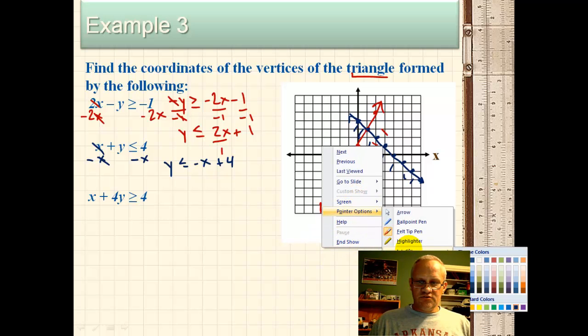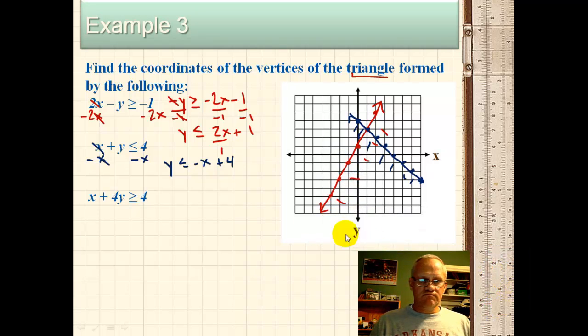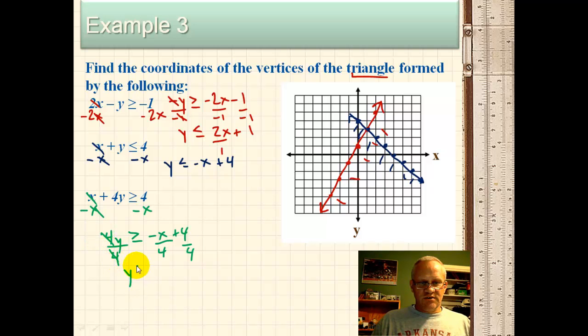And let's go to, how about green? So I'm going to go minus x, 4y is greater than or equal to negative x plus 4, and then divide by 4. So you're going to have y is greater than or equal to, remember this is a negative 1, so this counts as a negative 1 over 4, or a negative 1/4 x. 4 over 4 is 1. So we're going to use that equation.